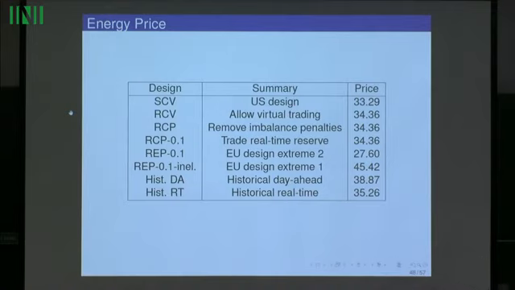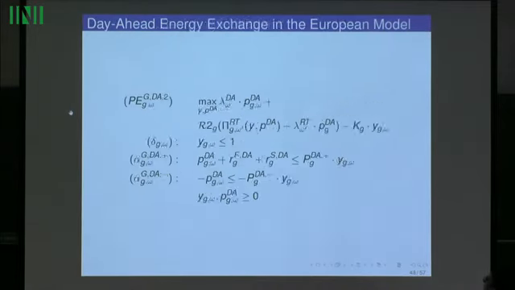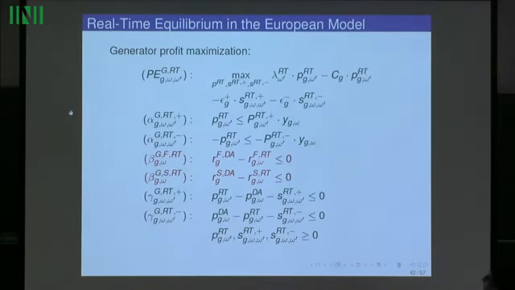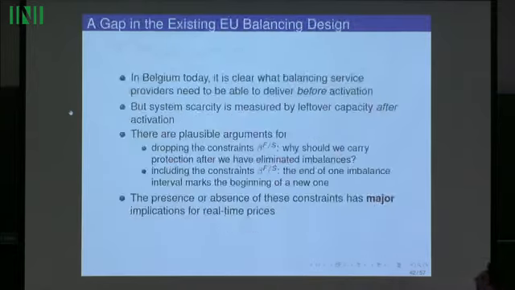I want to give you the policy message. So this is what energy prices look like. This is what they look like historically for these 9 months that we simulated the Belgian market. This is what happens if you are carrying these red constraints here. So you have very strong scarcity, which is kind of expected because you're carrying reserve even after you've activated. But if you drop them, the energy prices collapse. So there has to be a middle ground.